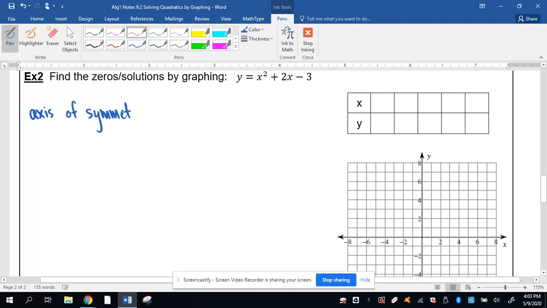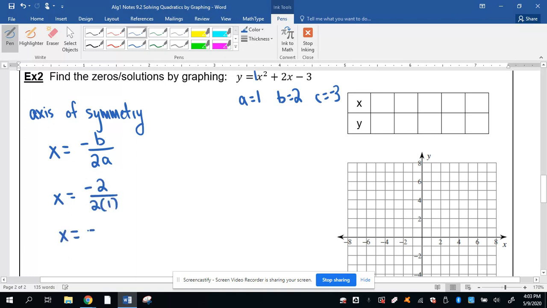To find the axis of symmetry, use the formula x equals negative b over 2a. Identify what your A is: A is 1, B is 2 in this case, and C is negative 3. So replace your B with 2 and your A with 1 in this problem. So x equals negative 2 over 2, which is just x equals negative 1. So we now know that our vertex will be in the middle of our parabola, and our x value is negative 1. Let's figure out what its y value is.